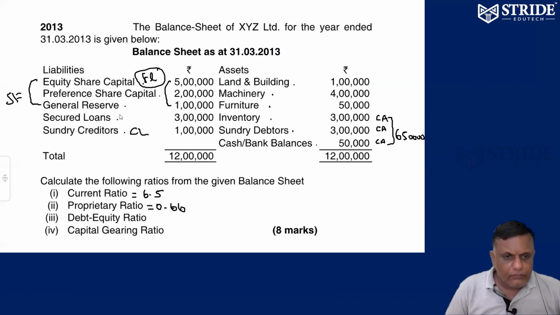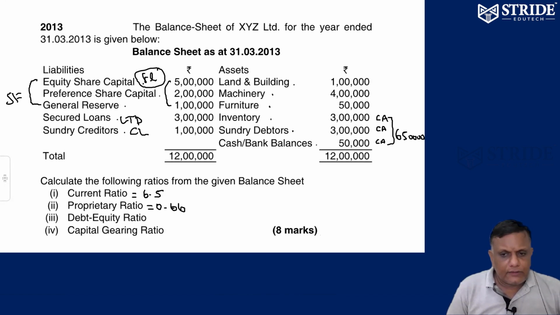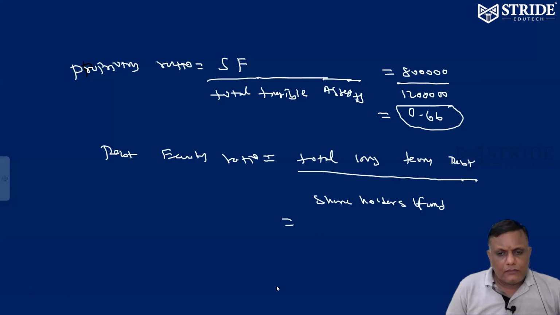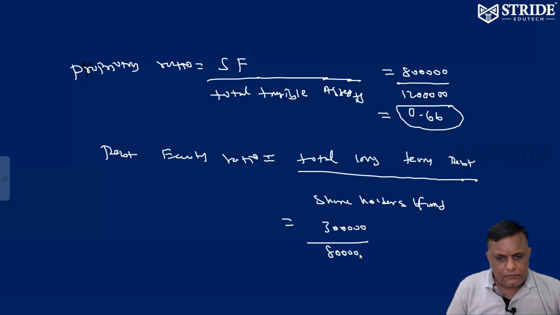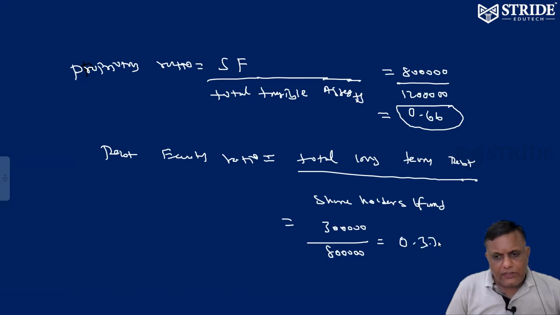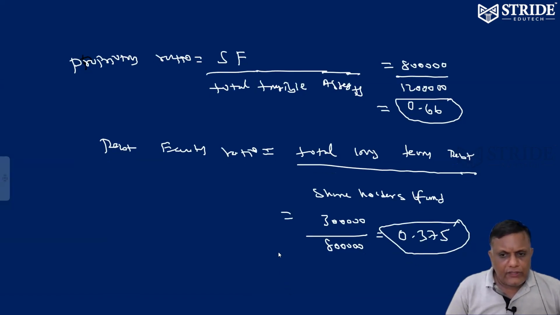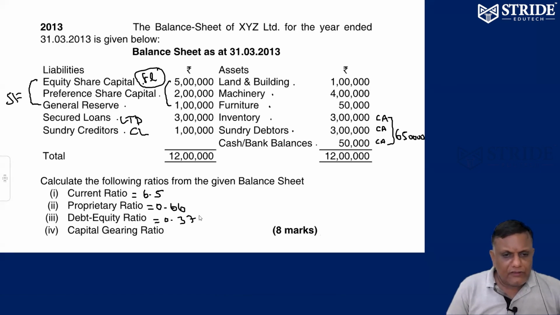Total long term debt is going to be secured loans, 3 lakhs. Total long term debt is 3 lakhs. Shareholder funds are 8 lakhs. So 3 by 8 is 0.375. That is the debt equity ratio, 0.375. That's it.